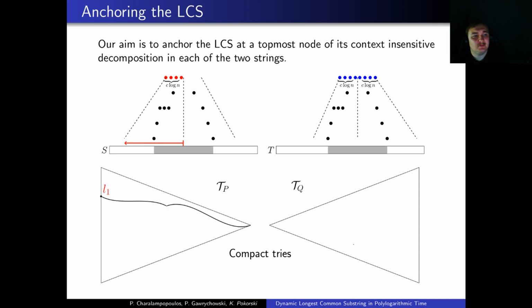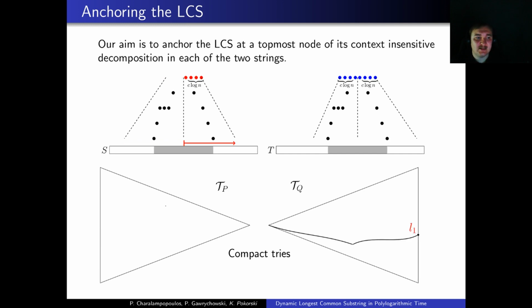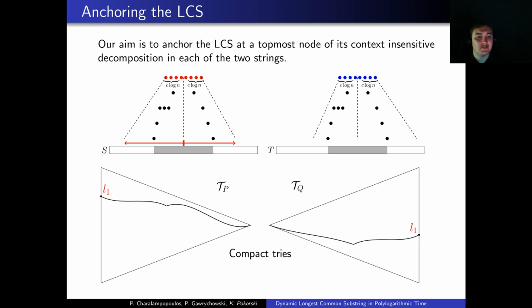So we go from anchor C log n nodes to the left, and we add this to our trie. The same we do for the right part, but we add this to the TQ tree, and we do the same for T. So both S and T are stored in the same trie, but the left parts are stored in one trie and the right parts are stored in another.